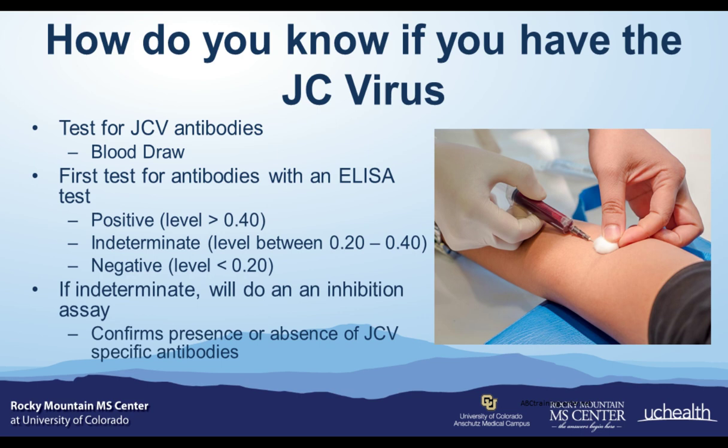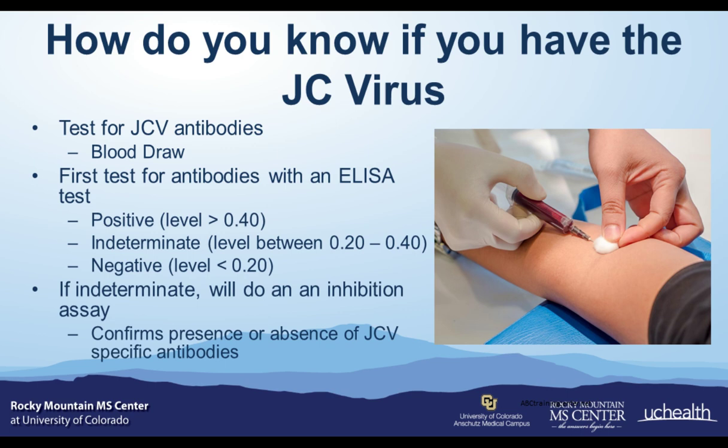Now, this test has really evolved over time, but the test that we currently use here at the University of Michigan, or at the University of Colorado, and other centers across the United States, is by first testing for antibodies with something called an ELISA test. When you have the ELISA test done, there are one of three options that can happen. You can either be positive, negative, or indeterminate. And you'll see an index level that's associated with this result.